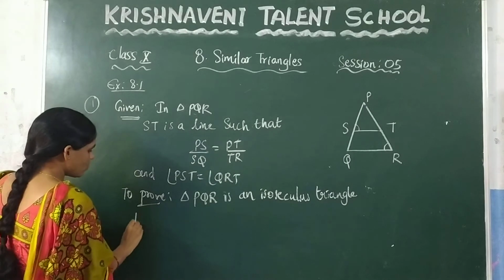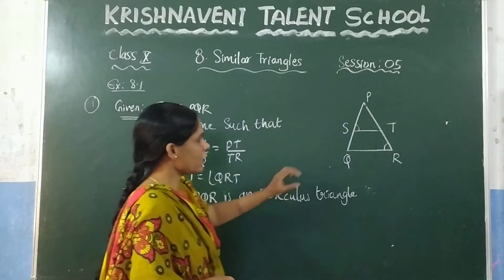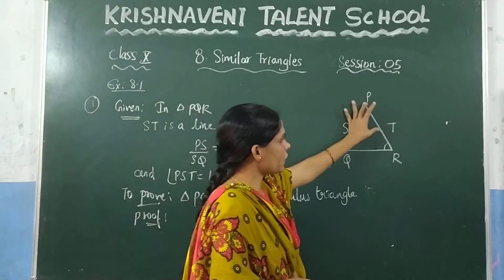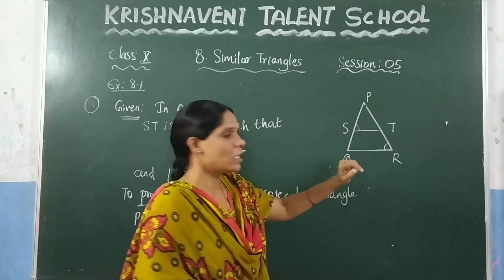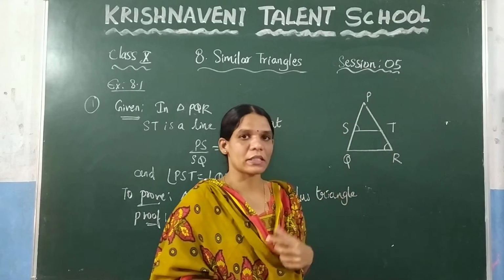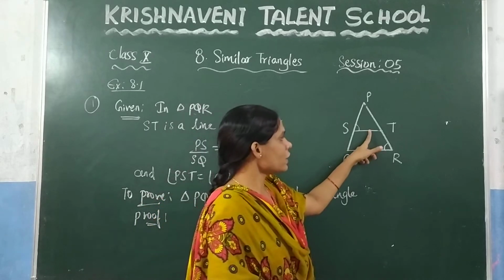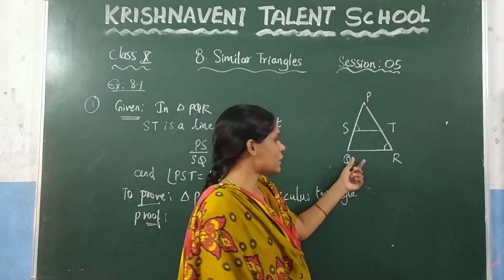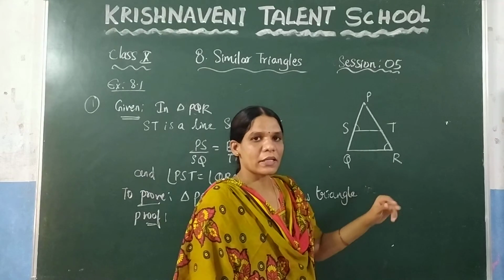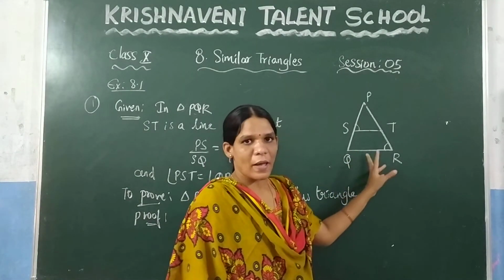So let us do the proof now. They have given PS by SQ is equal to PT by TR. That means this line is dividing these two sides in the same ratio. Then by the converse of the basic proportionality theorem, this line is parallel to the third side. What is the third side here? QR. So by the converse of the Thales theorem, we can say that ST is parallel to QR.